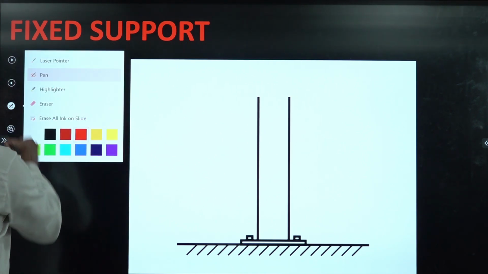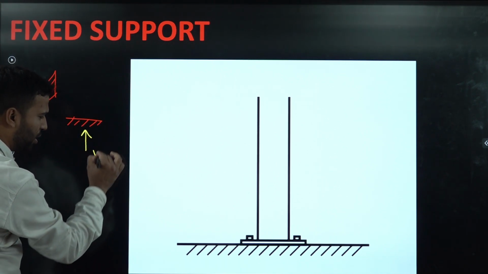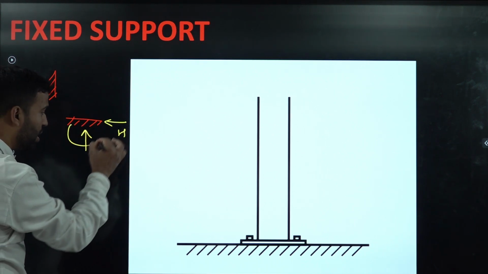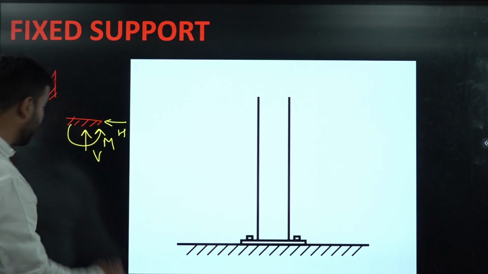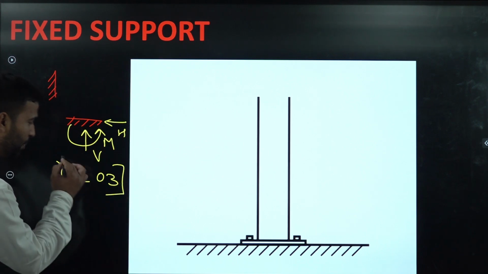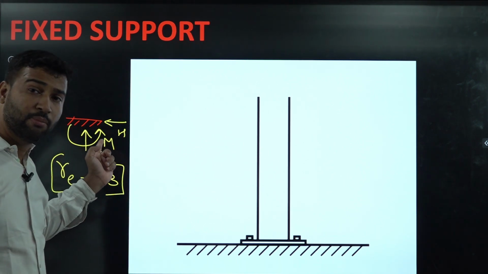Now, how many reactions are possible, sir? The first one is vertical reaction, which is possible. The second one is horizontal reaction, which is possible. And the third one is moment or moment of resistance, which is possible. So, if we are talking about the external support reaction, generally it comes as three. The first one is vertical reaction, the second one is horizontal reaction, and the third one is moment.